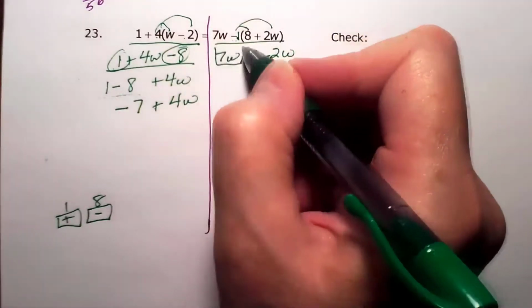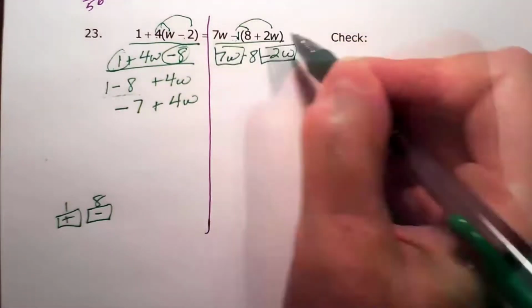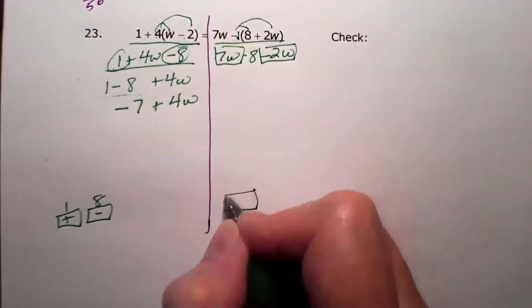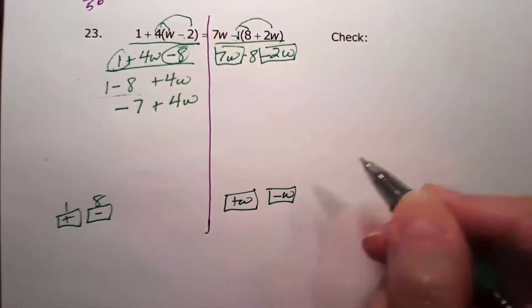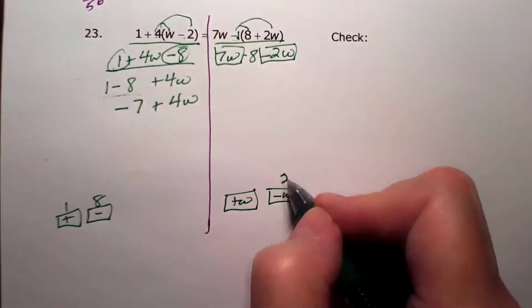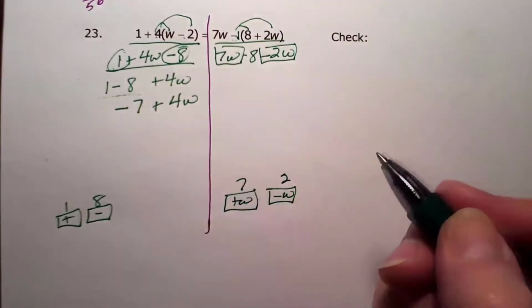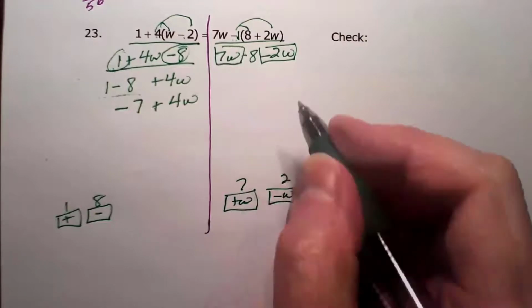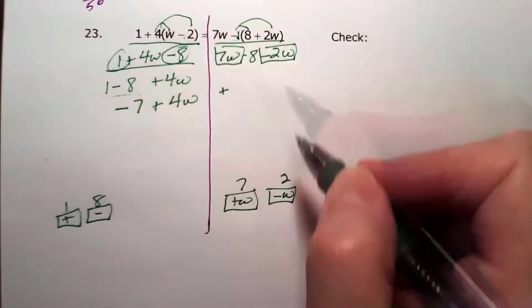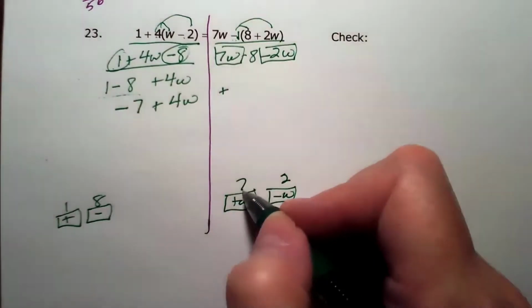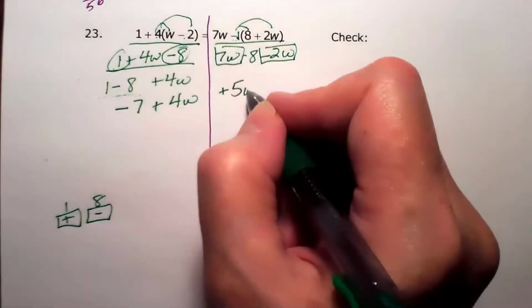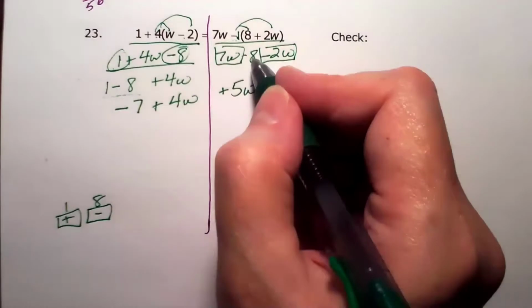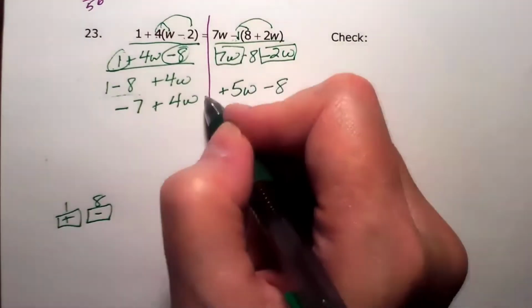Now here I have these two like terms I can combine. So I have positive w's and I have negative w's. I have 2 negative w's and 7 positive w's. So which box has more? This one. So it's going to be positive. How many more? Well, 7 take away 2 is 5. 5 more. So I have 5 w's. I still have the minus 8.